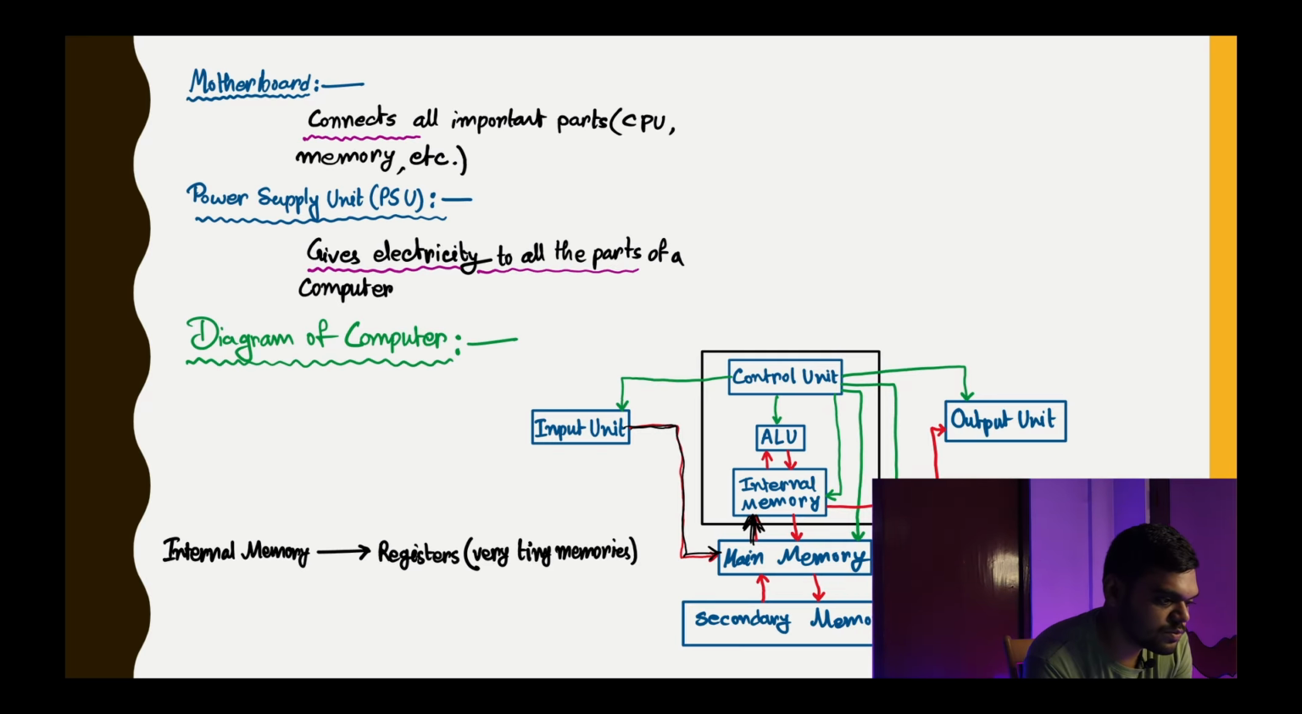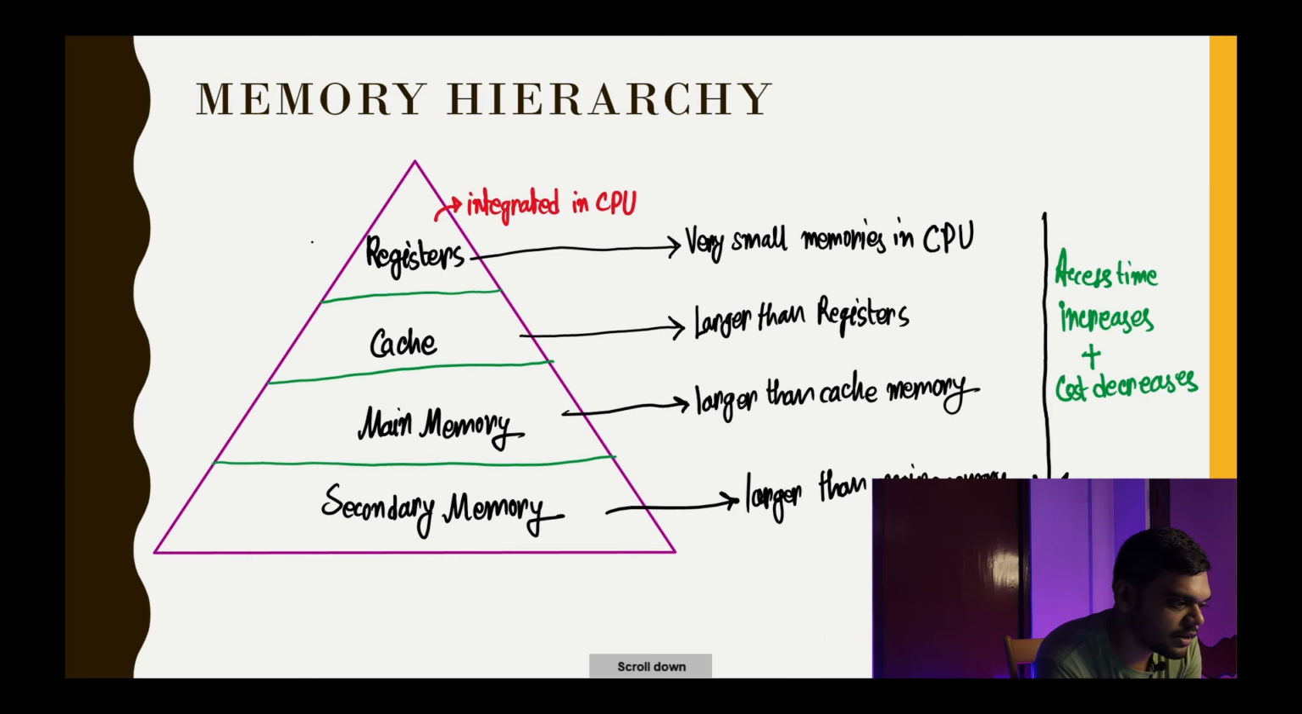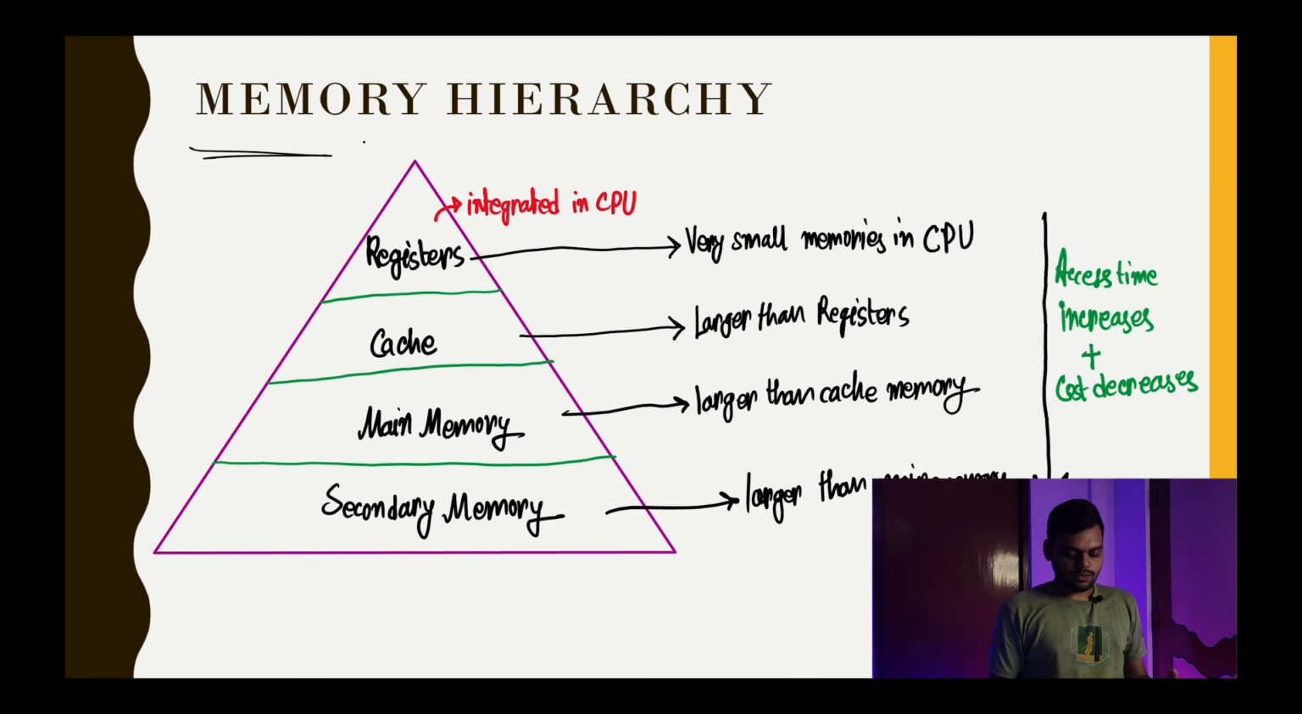Yeah. So let's move forward. Now we have memory hierarchy. As I told you, if the main memory gets full, then we have secondary memory, which is larger than main memory. So let's assume we have a stack of memories. The larger one will be staying at the bottom and the smaller ones will stay at the top.